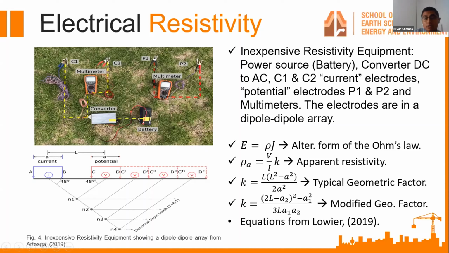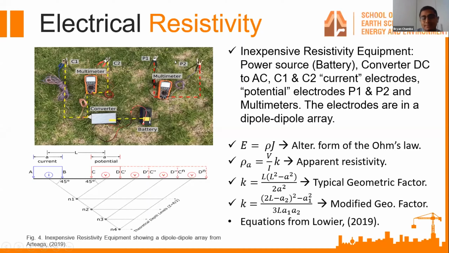First, we have a battery that is the power source. Then we have this converter to convert DC to AC current. Then this converter is connected to these electrodes that are called current electrodes. And then the electrodes create an electric field. And this electric field is measured by this multimeter that measures the current. Then separately, we have these potential electrodes that measure the potential created by this electric field. So in the field, we have 2 measurements. First, the current and the voltage.